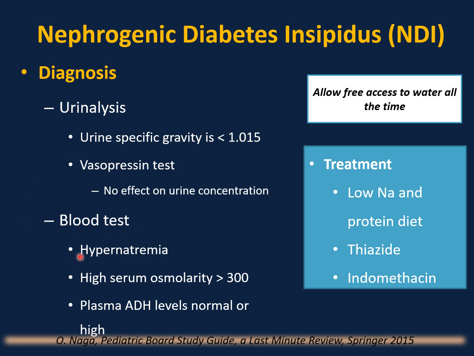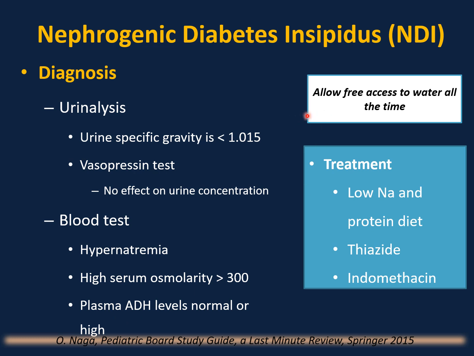If you do a blood test, you will see hypernatremia. The serum sodium will be very elevated. It can be as high as 170 mg per liter. High serum osmolality, more than 300. If you do plasma ADH, the level will be normal or high. In cases of central diabetes insipidus, the ADH will be low or absent.